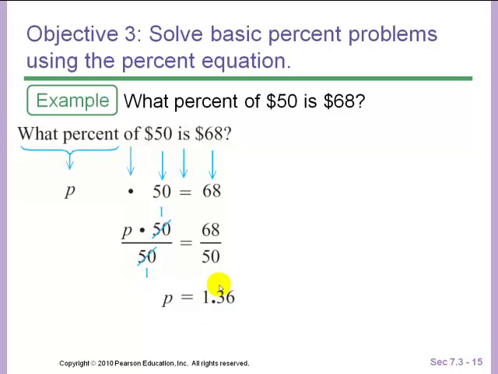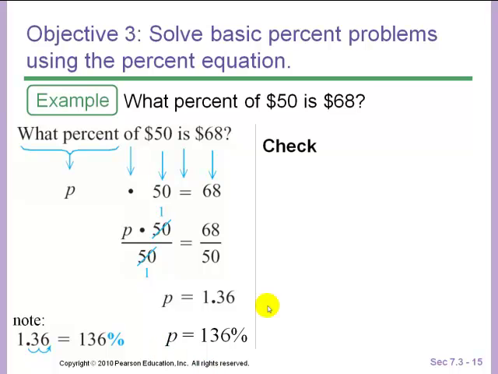This again is in the decimal form, and our answer is 136%. Again, note we move the decimal 2 places to the right. It doesn't matter whether your answer is bigger than 1 or not. When you are solving for the percent using this method, you will always get a decimal answer and you will have to move the decimal point. When we were solving for percents using proportions, that was not the case. So be careful about the difference between using percent equation versus using percent proportion.